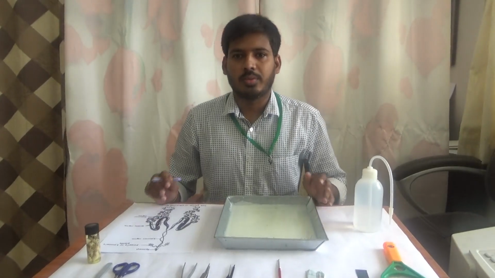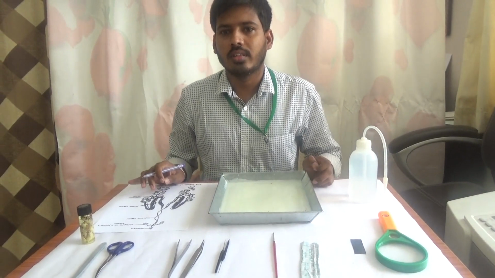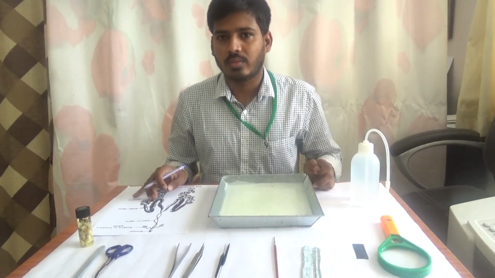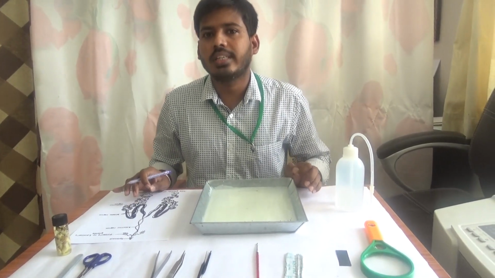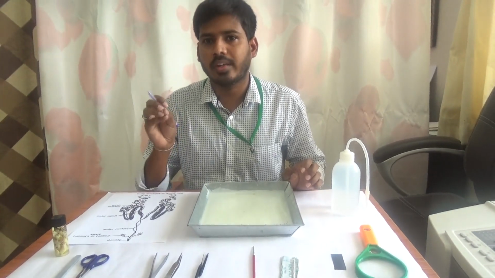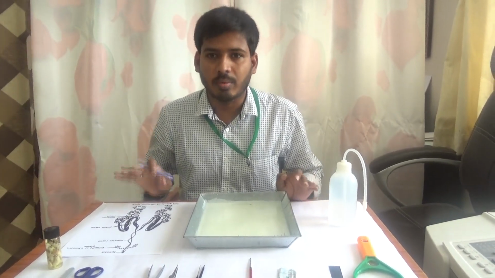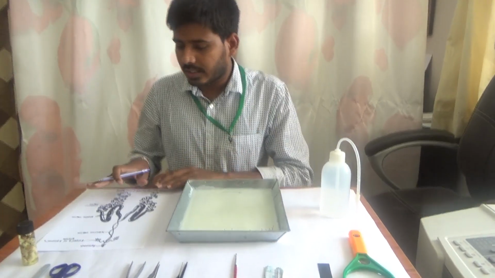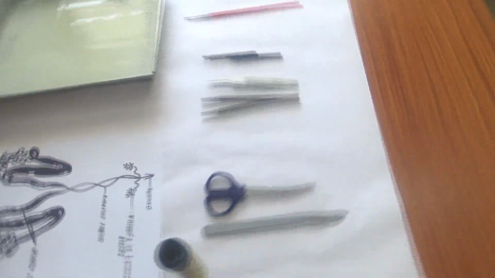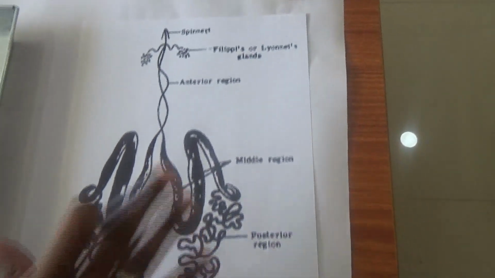Good morning friends. Today we'll learn how to dissect the silkworm larva to observe the silk glands. We all know silk is the major economic product, which is secreted by the silk glands present in the silkworm larva. This is the structure of the silk gland.